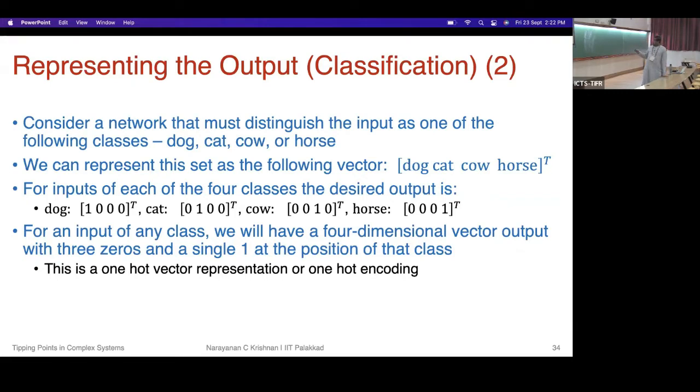Same thing with, say, the horse class. If the 4th index is 1, then the probability that the data point belongs to the horse class is 1, the rest all are zeros. Okay? So for any input class, we will have this 4-dimensional vector output with 3 zeros and a single 1 at the position of that class. And this is referred to as the one-hot vector representation or the one-hot encoding. So you would like the output of the network to be as close as possible to one of these vectors, right?